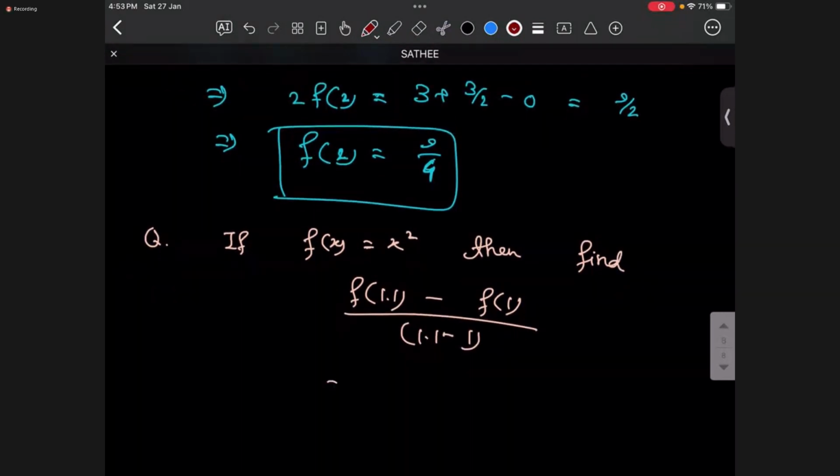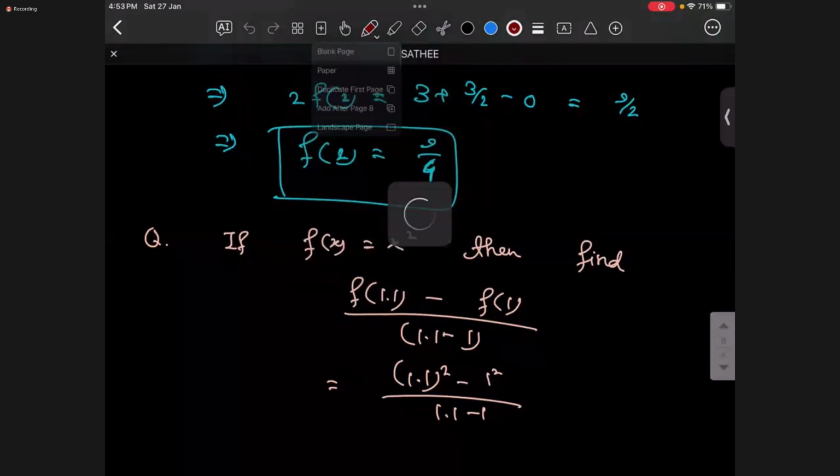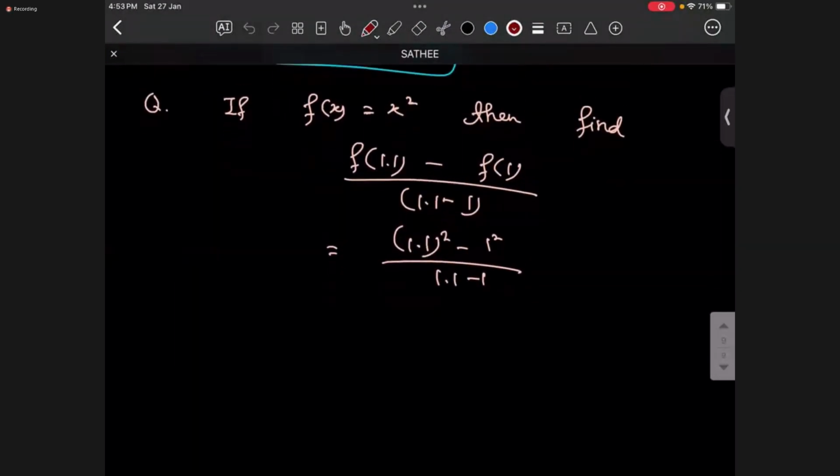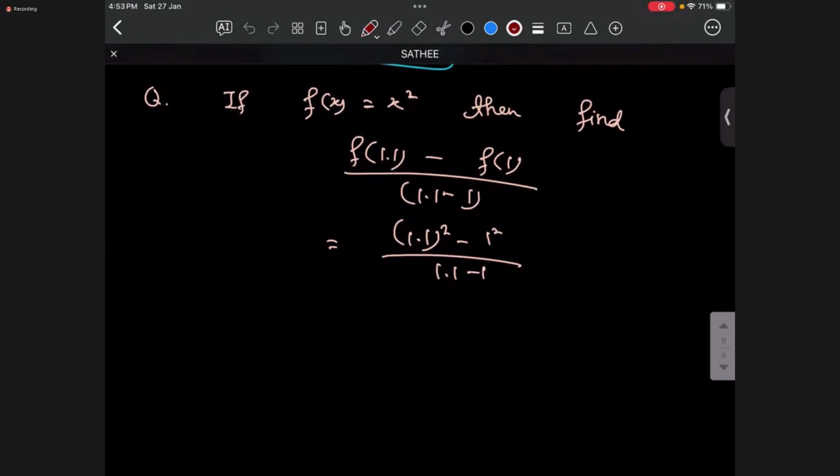This implies 1.1 square minus 1 square by 1.1 minus 1. So from here, one can calculate the value of each element explicitly, what will be 1.1 whole square and what will be 1 squared, and we can subtract and divide all these things.